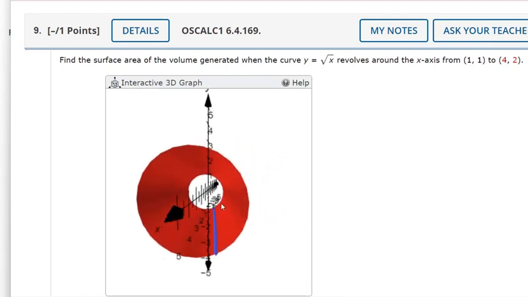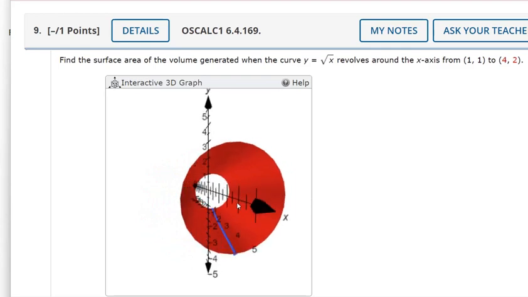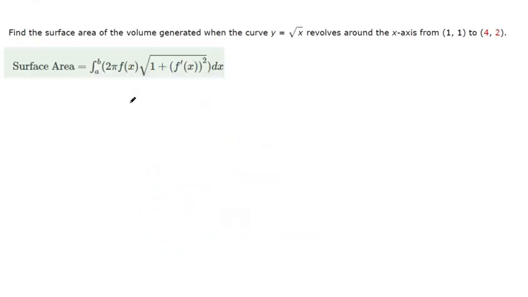So this problem gave us a visualization of what we're trying to do, except it's surface area. Okay, so I thought this was volume. Let me get the surface area formula. Here's the surface area formula when we're revolving around the x-axis. So our limits of integration are going to be from 1 to 4 since it's with respect to x.